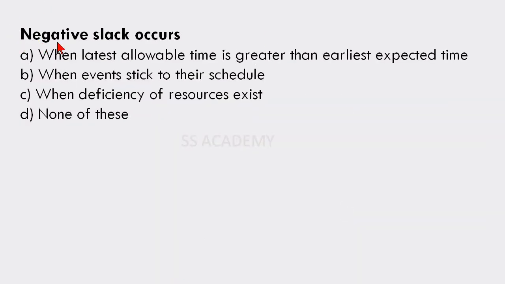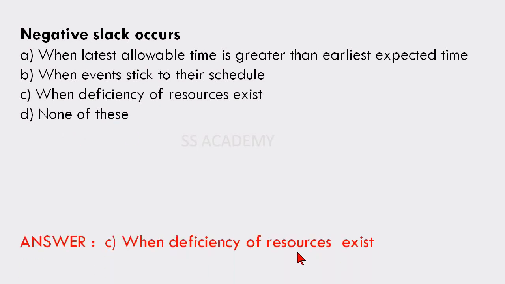Next question is, negative slack occurs when latest allowable time is greater than earliest expected time, when events stick to their schedule, when deficiency of resources exists, none of these. The answer is when deficiency of resources exists. Negative slack occurs when deficiency of resources exists.